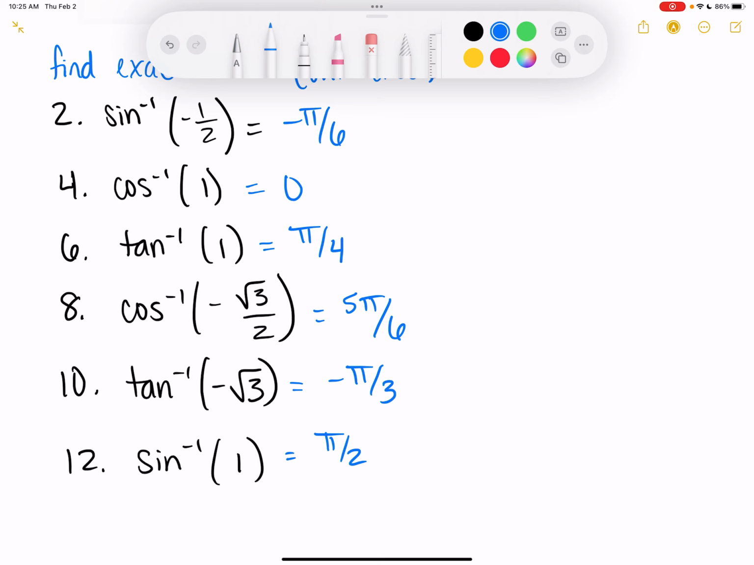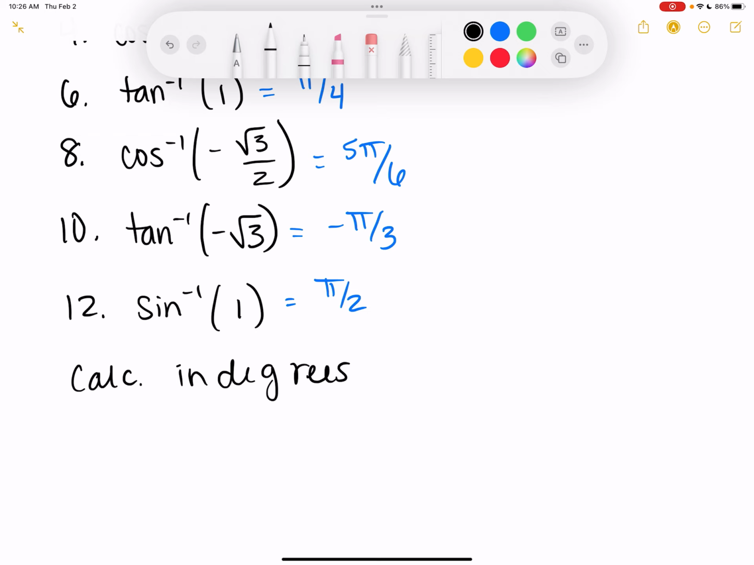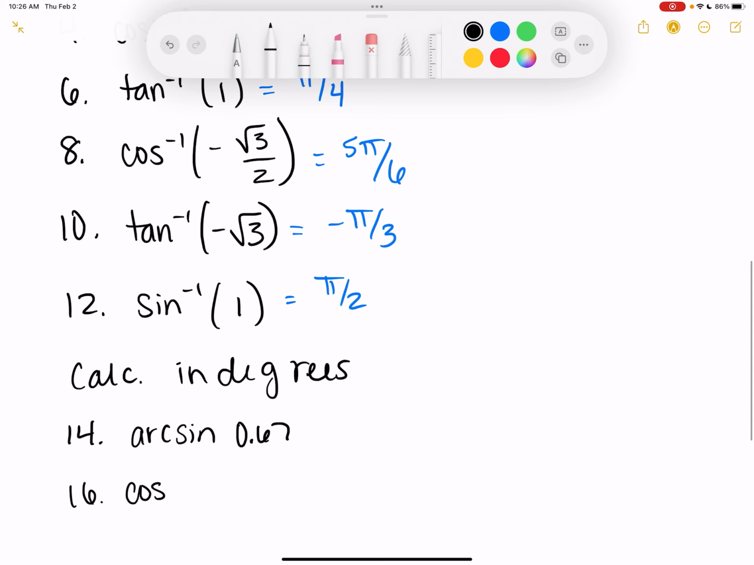All right, these next ones are to be done on your calculator, and they want it in degrees. So make sure your calculator is in degree mode. And there's 2 different ways that they will write it. Number 14, they write as arc sine of 0.67. 16, they write as inverse cosine of minus 0.23, and those both mean the same thing on the calculator, but it's the sine to the -1 and cosine to the -1. So you just hit second and then whichever function it is.